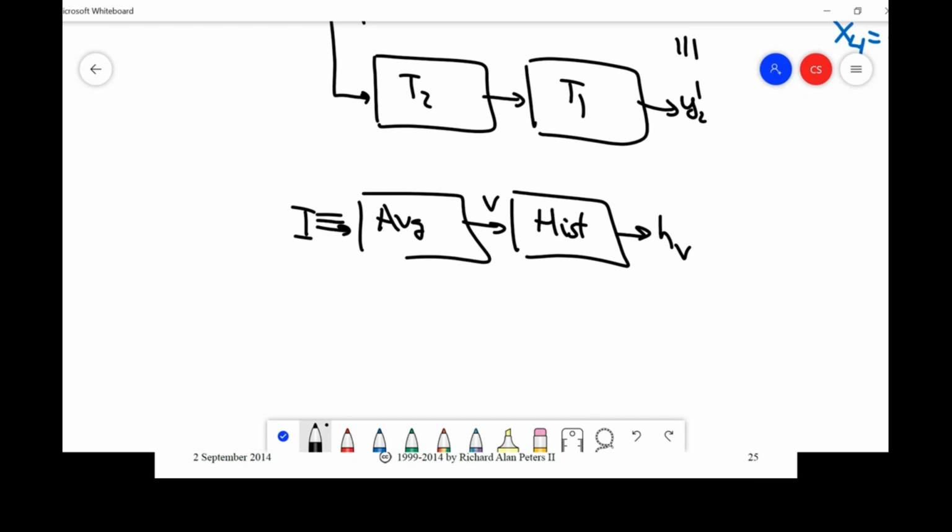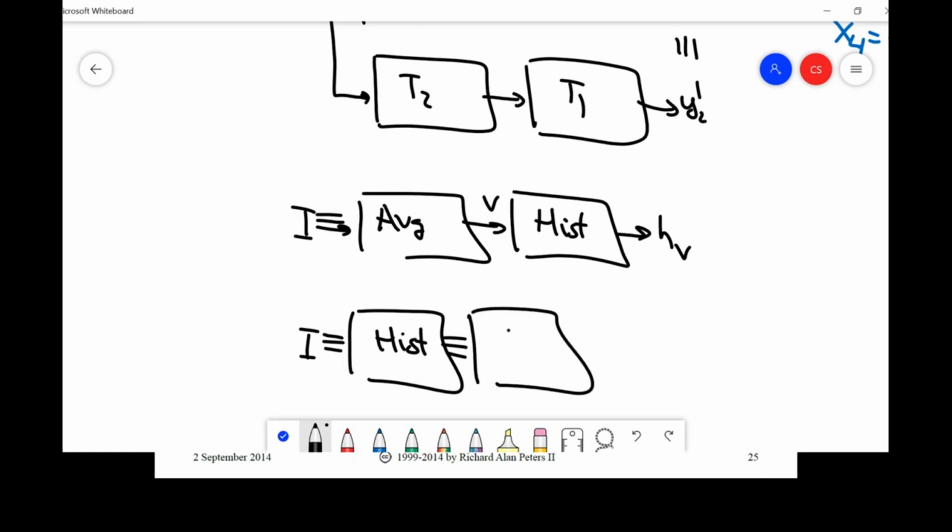So what if I take first the histogram? I have an image with 3 bands. I compute the histogram. We know that we cannot compute the histogram of 3 bands and get a single histogram, so we will have 3 histograms. And now we compute the average. The average produces a single one. So this H prime will be identical.